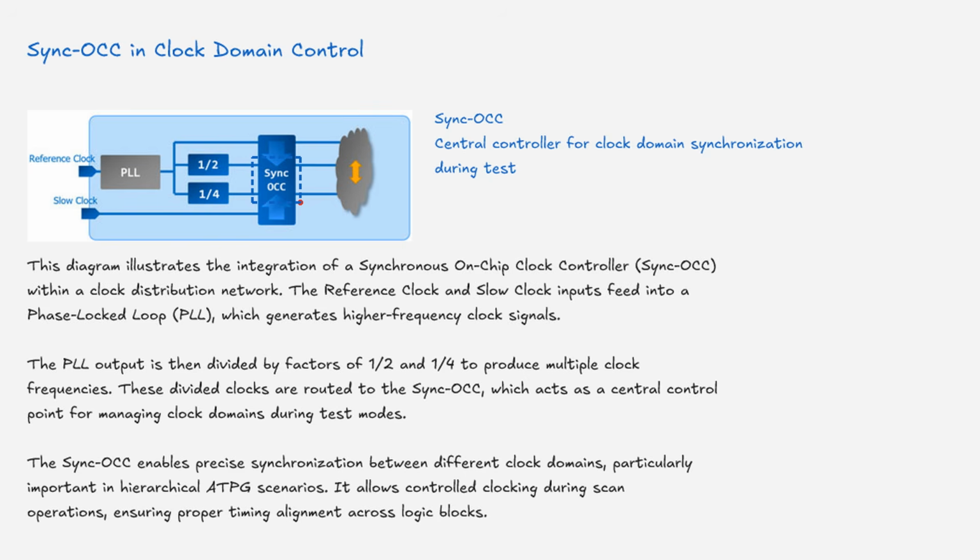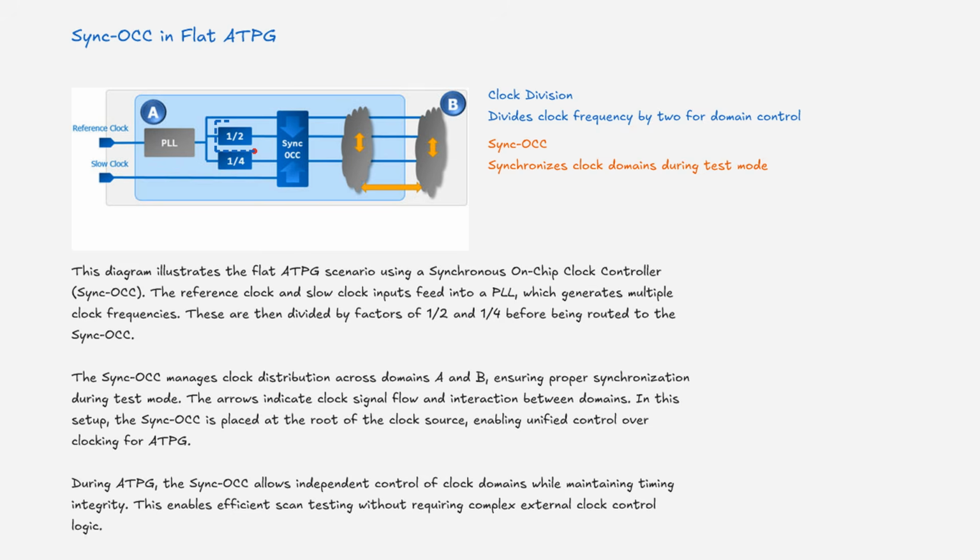It allows controlled clocking during scan operations, ensuring proper timing alignment across logic blocks. This diagram illustrates the flat ATPG scenario using a Synchronous On-Chip Clock Controller. The reference clock and slow clock inputs feed into a PLL, which generates multiple clock frequencies. These are then divided by factors of 1/2 and 1/4 before being routed to the Synchronous On-Chip Clock Controller.